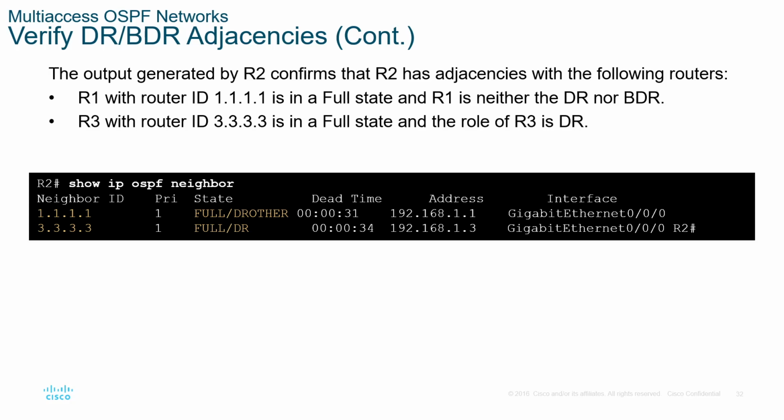All right. With show ip ospf neighbor, you'll be able to see the neighbors, the DROther, the DR, and there you go. Their IP address, the interfaces, and the dead time. Okay.